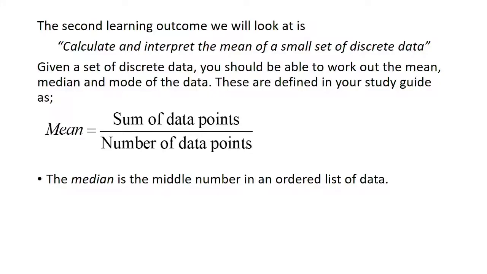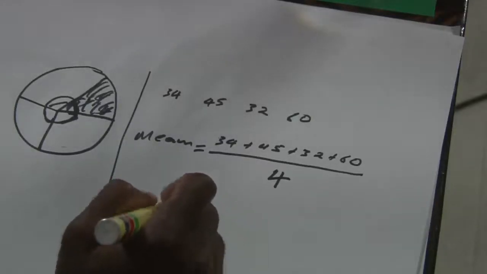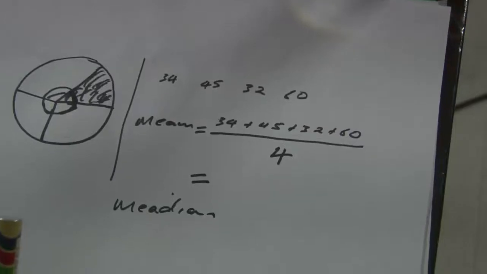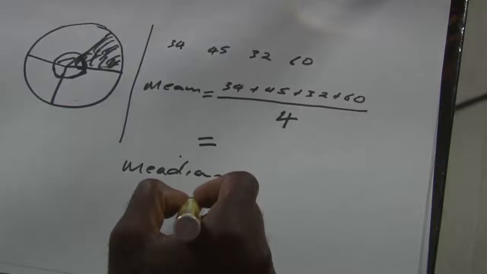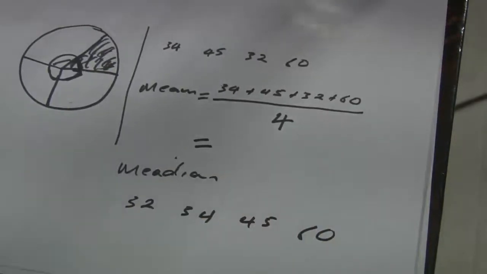And the second one is the median. The median is the middle number in an ordered list of data. What that means is that the first thing we do is order the list of data points from the smallest to the largest. So in our case, we have 32, 34, 45, and then 60.